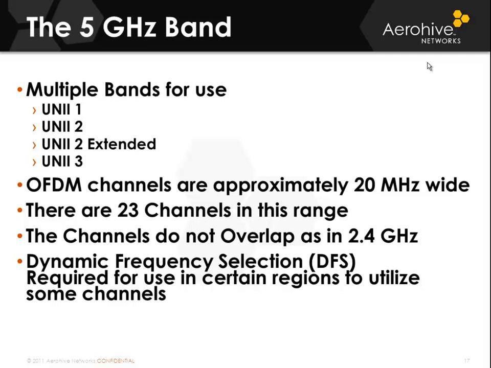once. Uni 1 has 4 channels, as does Uni 2 and Uni 3. Uni 2 Extended has 11 more channels, bringing us to the total of 23. The problem here is that there are not very many client devices that work inside Uni 2 and Uni 2 Extended. So the majority of the 5 GHz band clients are going to be found in Uni 1 and Uni 3, limiting you to 8 channels.